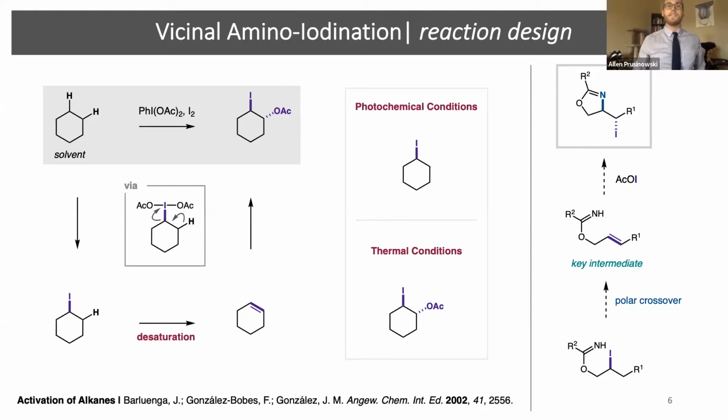And a really key piece of data here is that under thermal conditions and photochemical conditions, two different products were observed. Under photochemical conditions, they seem to stop at this alkyl iodide, but under thermal conditions, they undergo elimination to this iodoacetate. So this gave us confidence that we could achieve the key elimination step of this mechanism and diverge our reactivity.